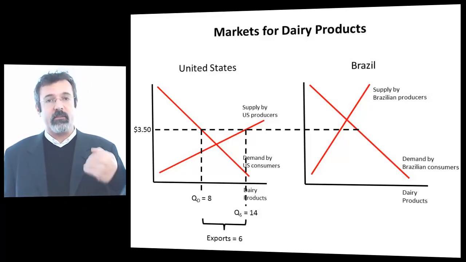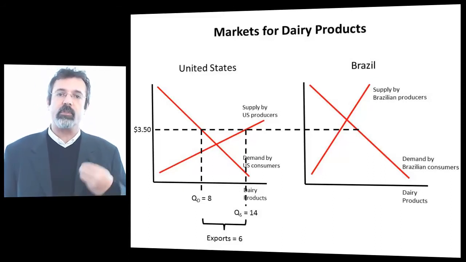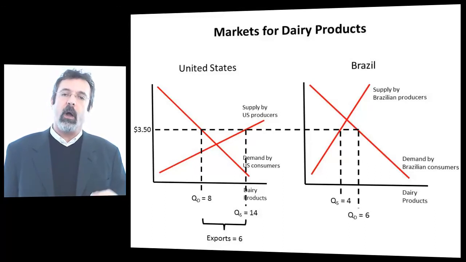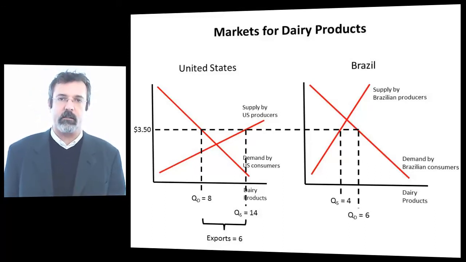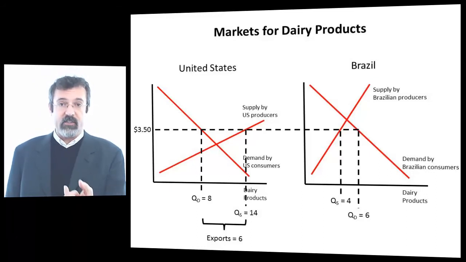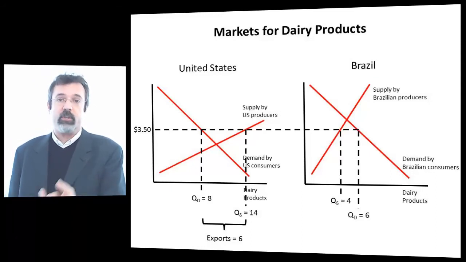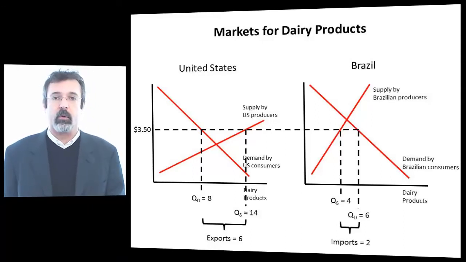Meanwhile, at a world price of $3.50, Brazilian producers are willing to produce 4 units of dairy products, while Brazilian consumers are willing to consume 6 units of dairy products. So Brazil satisfies what would otherwise be a shortage of dairy products by importing 2 units of dairy products from the world market.